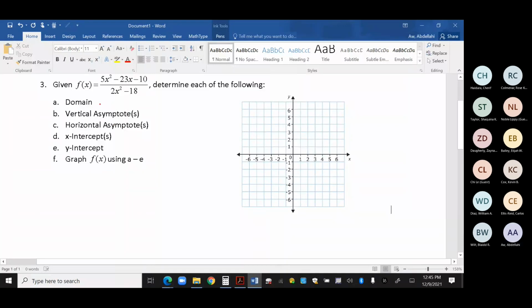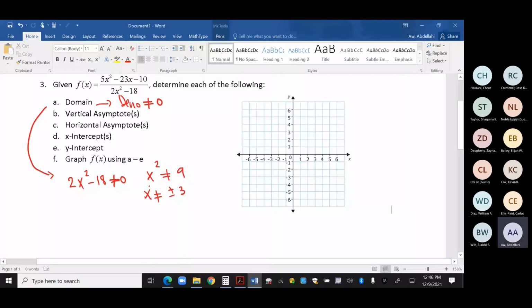Now the domain right here: the denominator is not equal to 0. That is always going to be the domain. The denominator cannot be equal to 0, which here is 2x squared minus 18 cannot be equal to 0, which is x squared cannot be equal to 9. So x cannot be equal to plus or minus 3. So that is the domain. x should be different from positive 3 or negative 3.